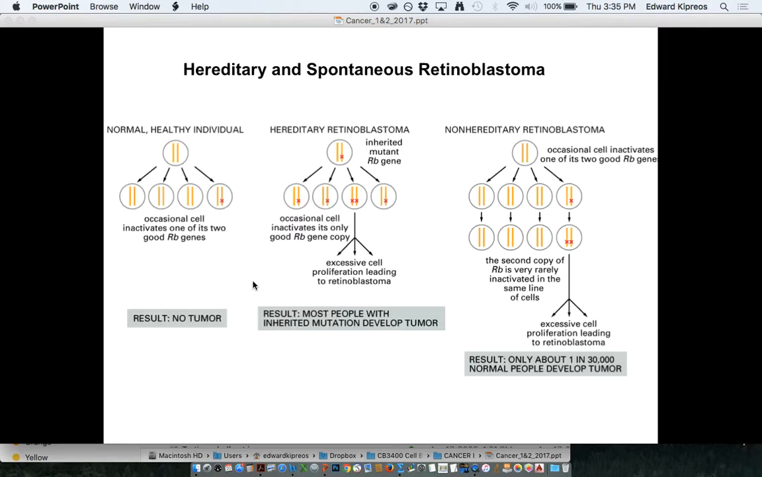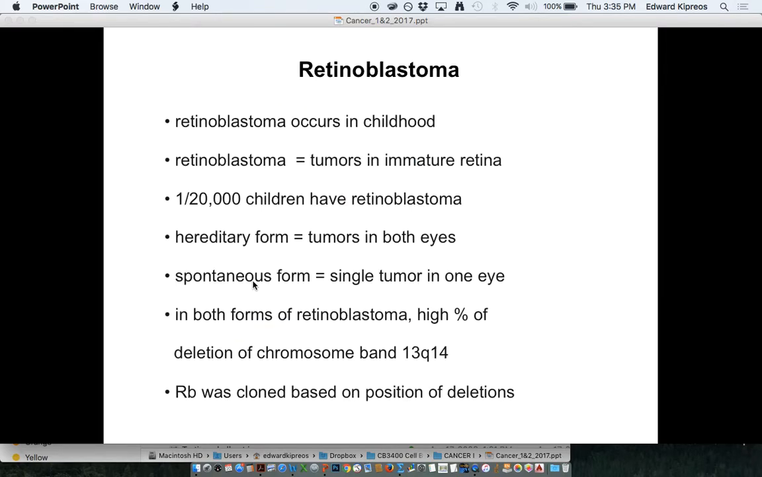I don't have a picture here of the retina. I had it before, but it's basically the back of the eye where the retinal cells are, the rods and the cones that are detecting black and white or colored light. And so it's in there that you get the retinoblastoma. One in 20,000 children have retinoblastoma, where they have these mutations in the retina.